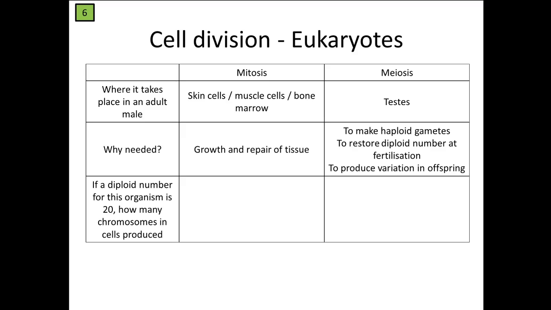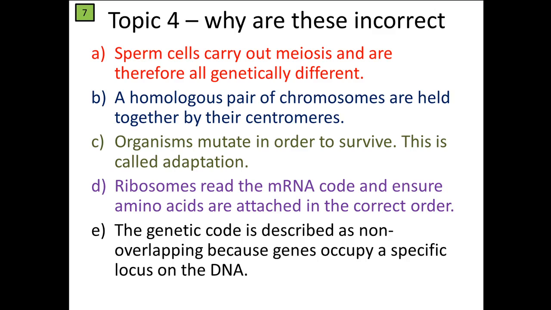If the diploid number for this organism is 20, how many chromosomes in cells produced? Well, it would be 20, 10 pairs. So the diploid number is just the number of chromosomes in a normal body cell. The diploid number for humans is 46. So in meiosis, the number would be 10, one of each pair. Okay, hopefully that's making sense.